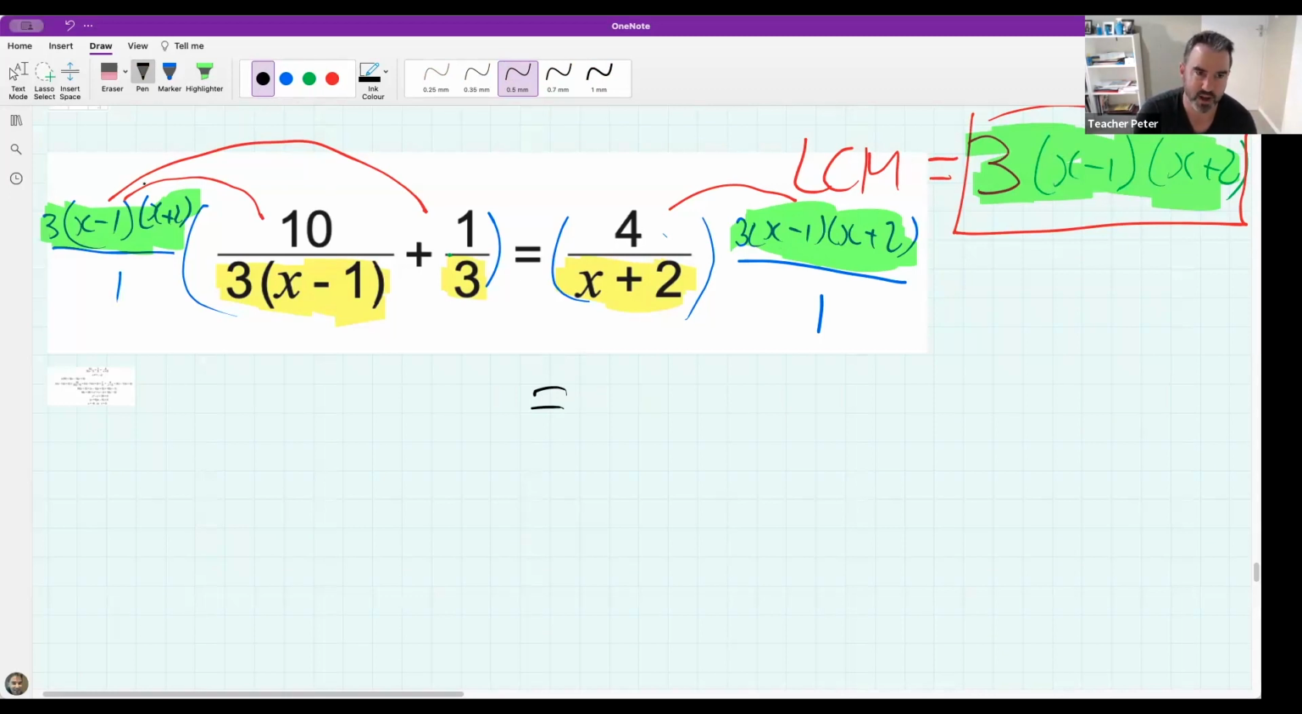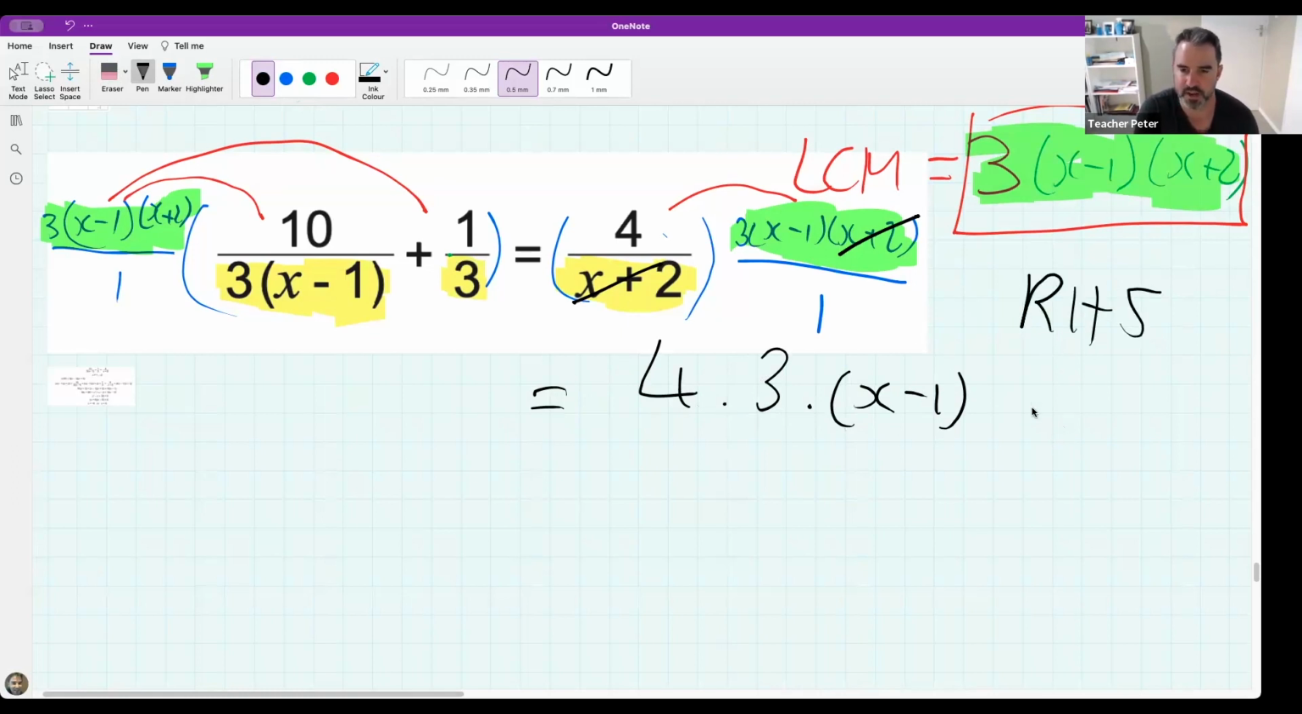So my next step, I'm going to multiply this green thing by this thing over here, and I'm also going to multiply it by that. But on this side, I'm only going to do it like that. Okay, let me show you what this means. Can you see there's an x plus 2 on the bottom and there's an x plus 2 on the top? That means it's equivalent to 1. So what's left? It's just 4 times 3 times x minus 1. Or if I use dots instead of multiplication to make life easier, it's going to be 4 dot 3 dot x minus 1.